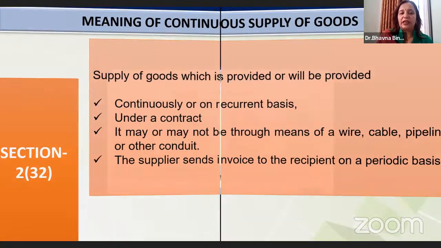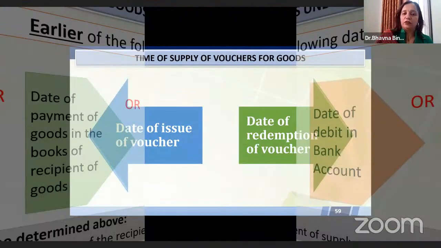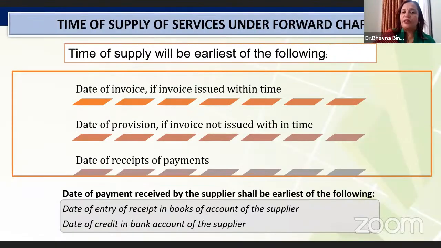One second, the only slide which I have to show you is for, there are various situations, but this is important for the services. Services means date of invoice. If the invoice is issued within the time, meaning within 30 days of the service, then date of invoice or date of receipt of payment, whichever is earlier. If the bill is not issued within 30 days from providing the service, then date of provision or date of receipt of payment, whichever is earlier.